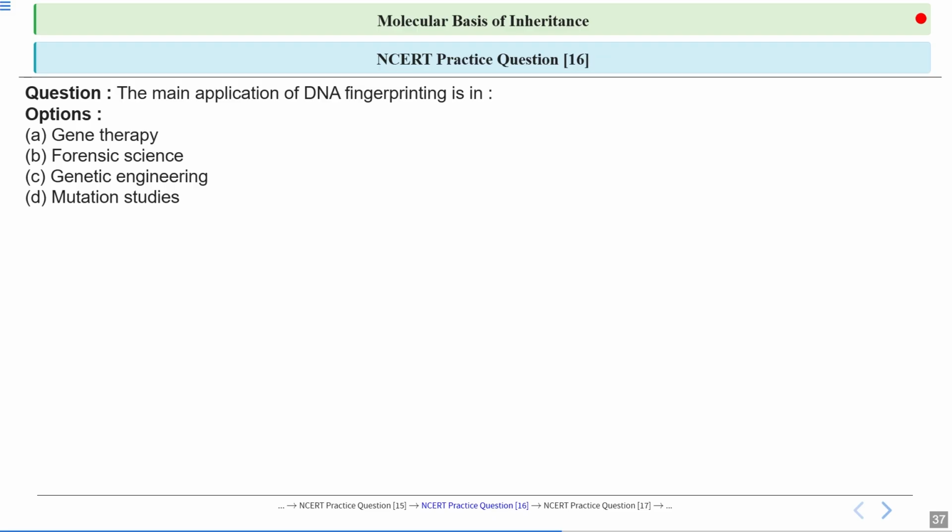Next question. The main application of DNA fingerprinting is in. You have to tell about the applications of DNA fingerprinting. So options are gene therapy, forensics, genetic engineering, and mutation studies. What is the correct answer?